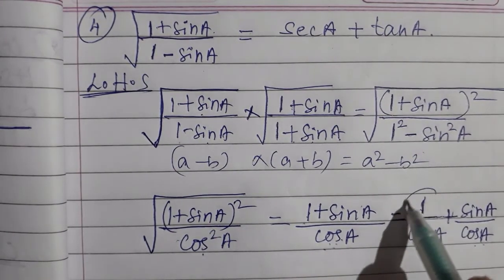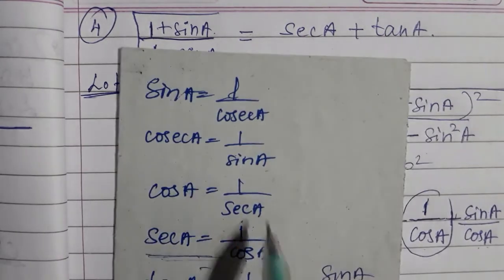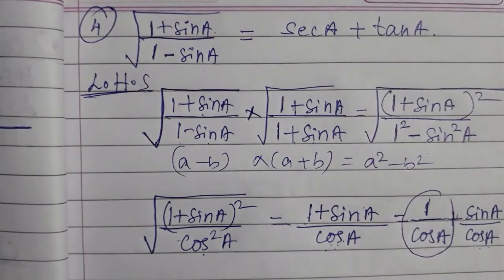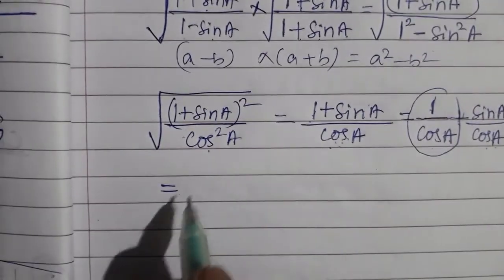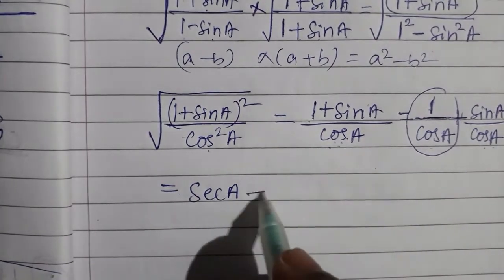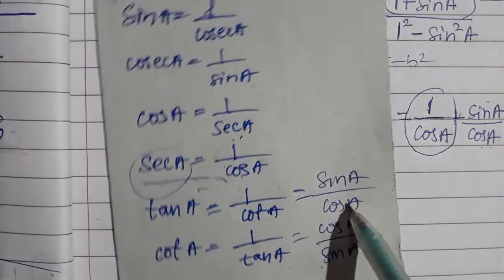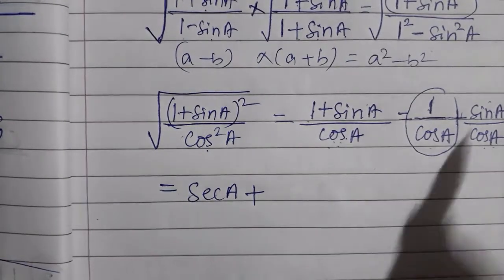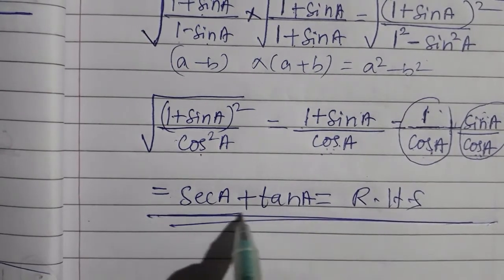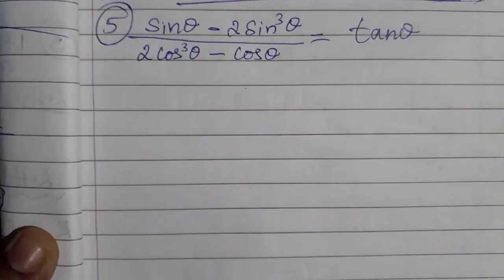Now what is 1 by cos A? We know that 1 by cos A is nothing but secant A. So remove 1 by cos A and write it as secant A. This is plus. Now what is sin A by cos A? We know that sin A by cos A is tan A. So remove sin A by cos A and write it as tan A. Now secant A plus tan A is equal to RHS.